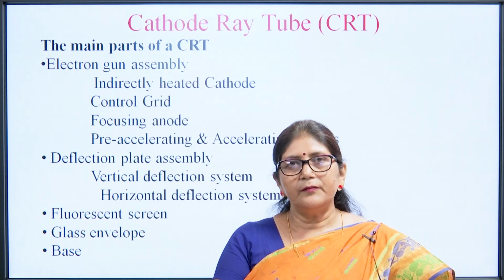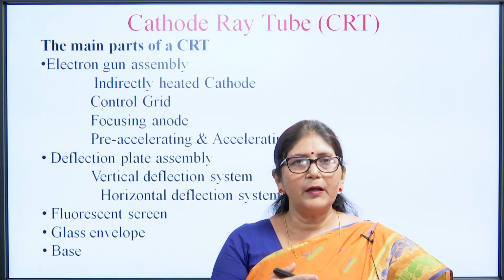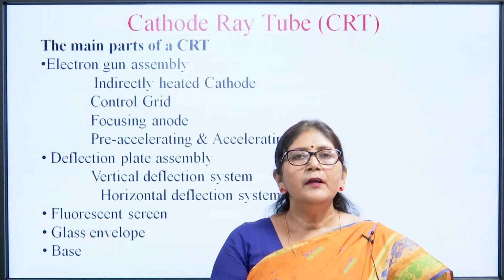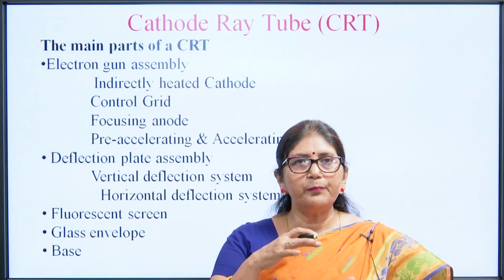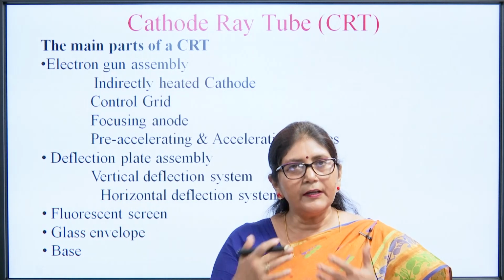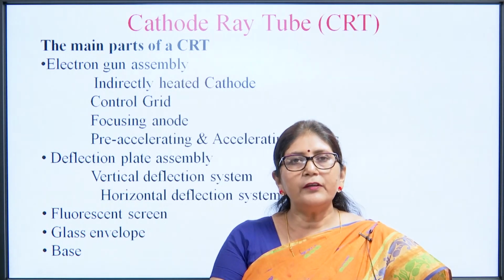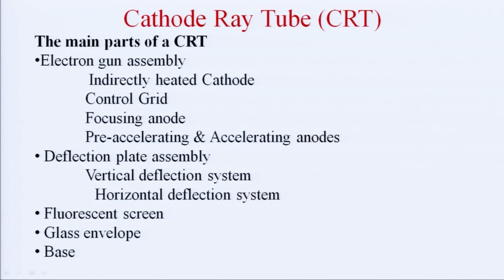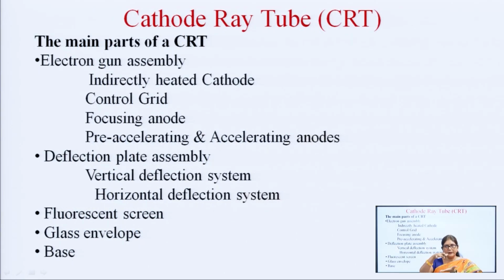The vertical deflection system defines the signal amplitude. In the CRT, there is a pair of plates which are placed horizontally this way, and this pair of plates controls the movement of electrons in the vertical direction. The electrons move in the vertical direction, but the plates are placed in the horizontal direction. Similarly, the horizontal deflection system in the CRT has a pair of plates which are placed vertically this way, and it controls the movement of electrons in the x direction.